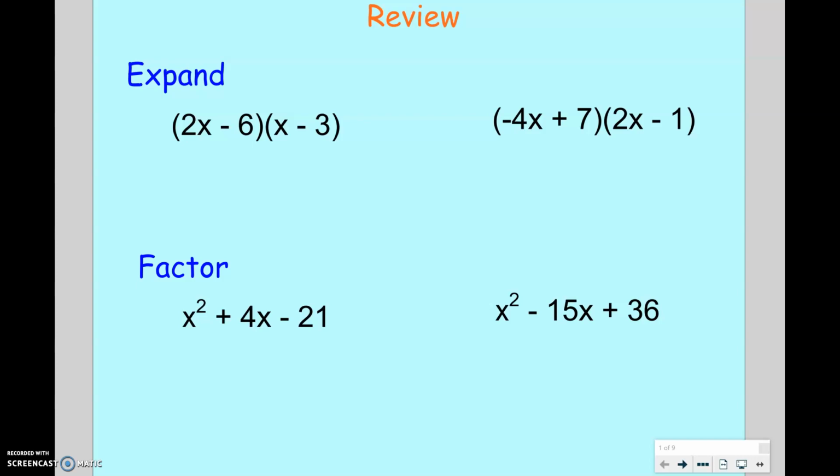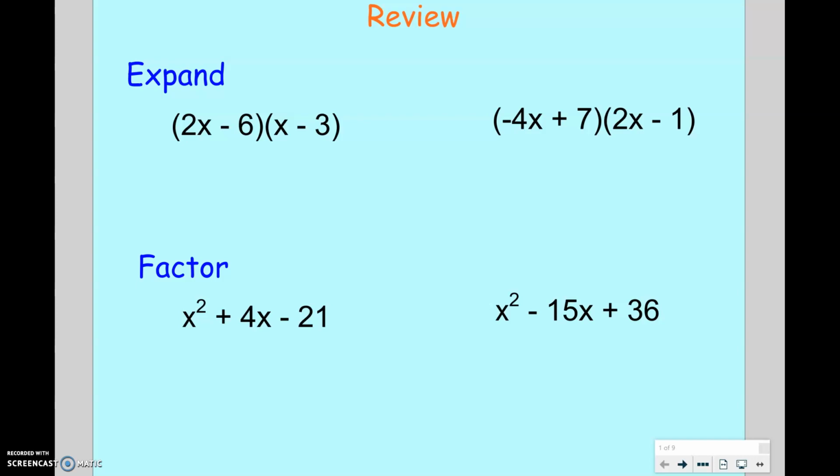Before we begin, we are going to review just a little bit how we expand and factor a quadratic function, just because we are going to be using these skills today, and I just wanted to refresh what we've already talked about. So the first couple I want to go through and remind you how we were expanding, so going from factored form to the expanded form.